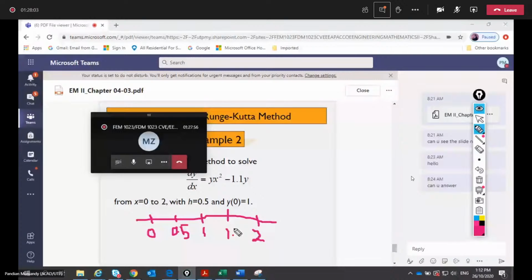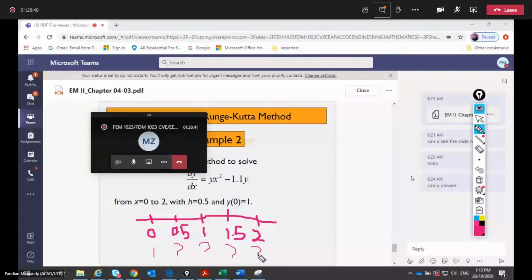They want you to solve dy/dx from x0 to x2. h must be 0.5 and y naught is 1. So when x is 0, your y naught is 1. When x is 0.5, you don't know your y1. This is y naught, then y1, y2, y3 we also don't know. The last one is y4.